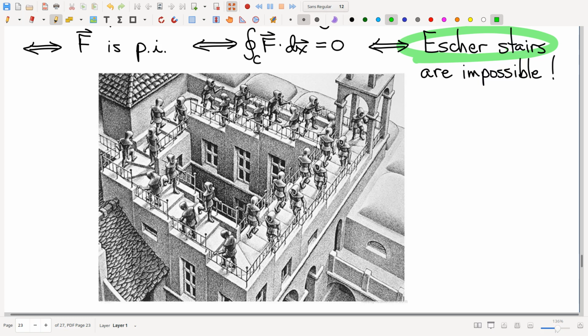So let's look at this person right here. You can see he's going up the stairs. These people that he's following are all going up those stairs.